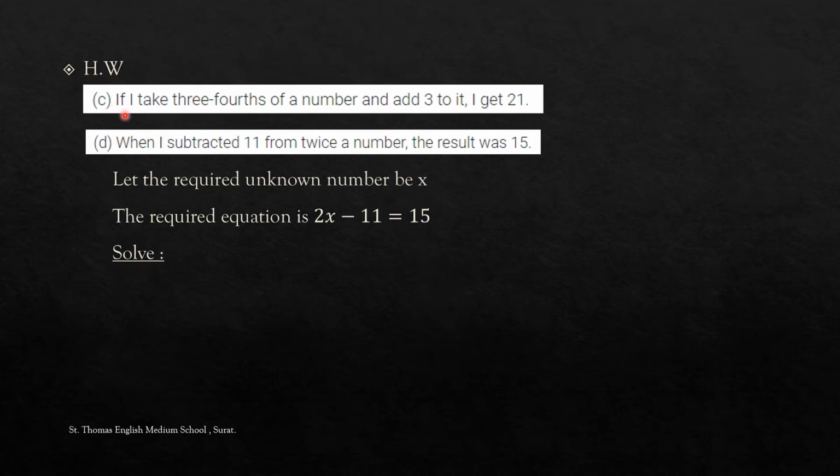Question number C. You can do it as homework. Question number D. When I subtracted 11 from twice a number, the result was 15. So let the required unknown number be x. Now, subtracted 11 from twice a number. Twice a number means 2x. Okay. Subtracted means minus. You can write the equation like this. The required equation is 2x minus 11 is equal to 15. Now this one, again you can do it by yourself. So that is homework for you.